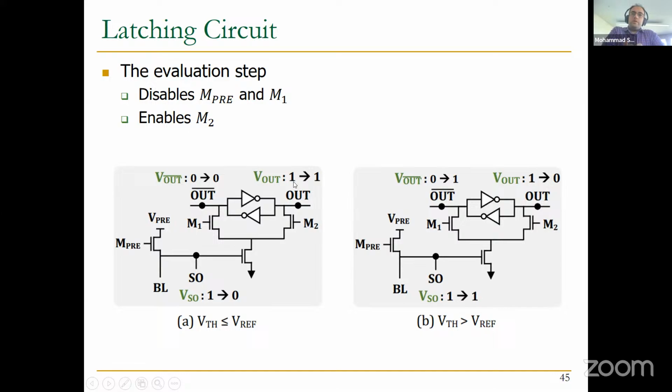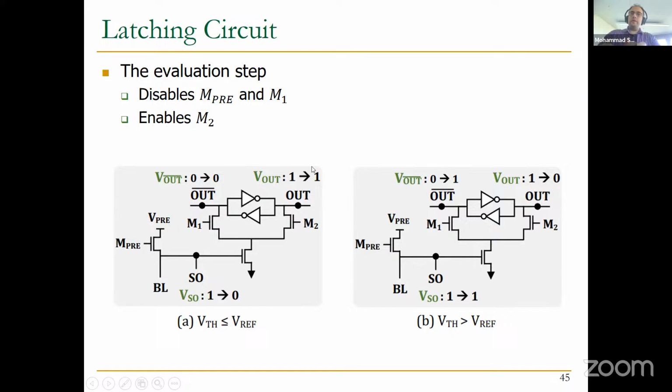You keep what you have driven in these two nodes from the previous step in the pre-charge state, which is correct. You wanted to read one and you can read, and now you're reading one. So this value is actually the one that you're reading.